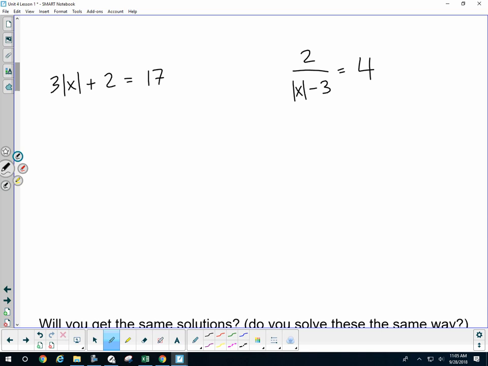For the rest of these two examples, it's the same thing. Our goal is to isolate the absolute value of x, and then once we have the absolute value x solved for, set equal to a number, know that it's going to be either the positive number or the negative number that we could have for x. So why don't we solve the one on the left?